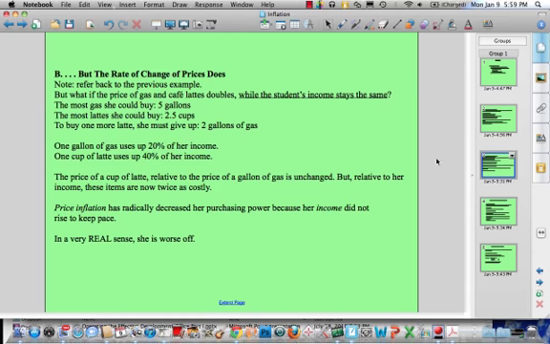Her purchasing power has been smacked. So again, the price of latte relative to the price of a gallon of gas is unchanged, but relative to income, they're now twice as costly. What's happened here is price inflation has decreased her purchasing power because her income didn't rise to keep pace. So in a very real sense, she's worse off.